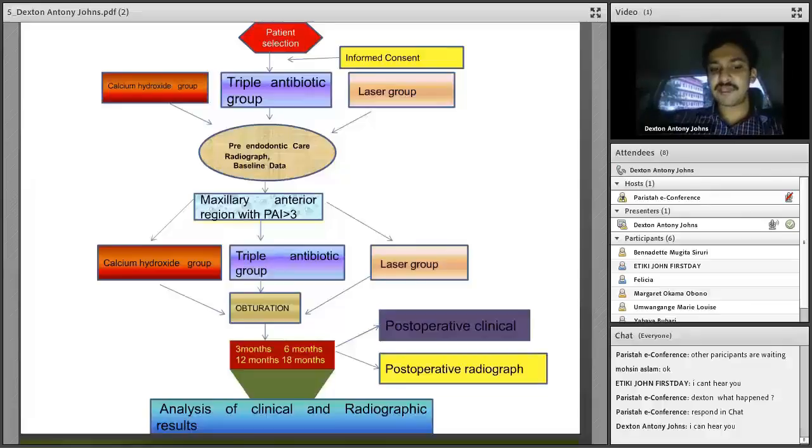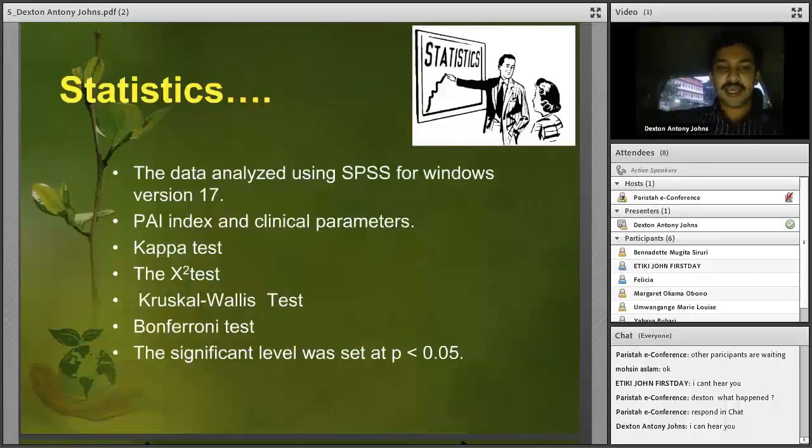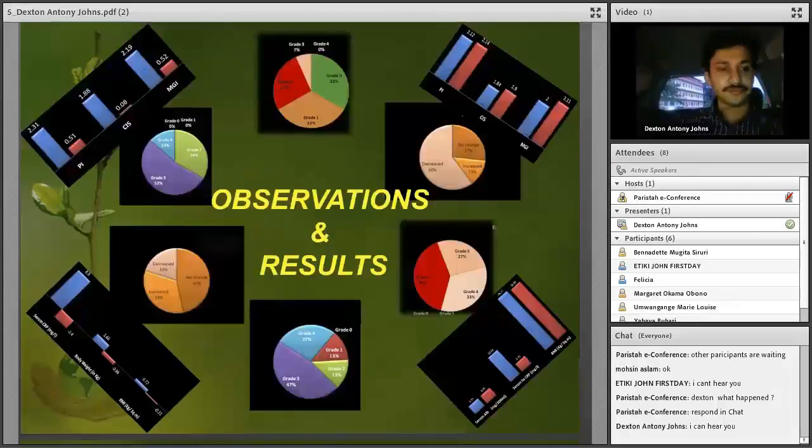Clinical and radiographic methods of analysis were done to evaluate the patient. The periapical index is graded from 1 to 5: 1 means very little periapical pathology and 5 includes a very large periapical lesion. Statistics were done for our study using SPSS software, Windows version 17, and the PAI score and clinical parameters were judged. Kappa test, chi-square test, P values, Bonferroni test were done, and the significance level was set at less than 0.05.